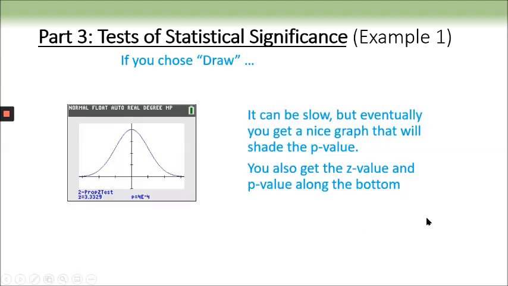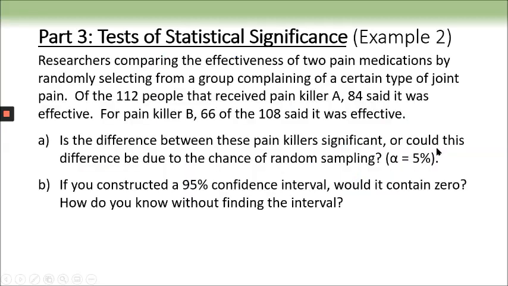If you hit draw, you do kind of get the main information. It will give you the p-value and the z-score. It can be very slow. It is kind of neat, though, if you actually have a p-value, it will shade in the part of the graph. Our p-value is so small that it doesn't actually show up on the graph, but it is definitely a lot slower.